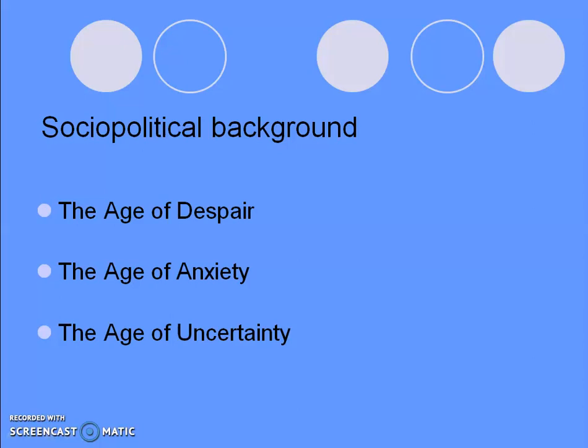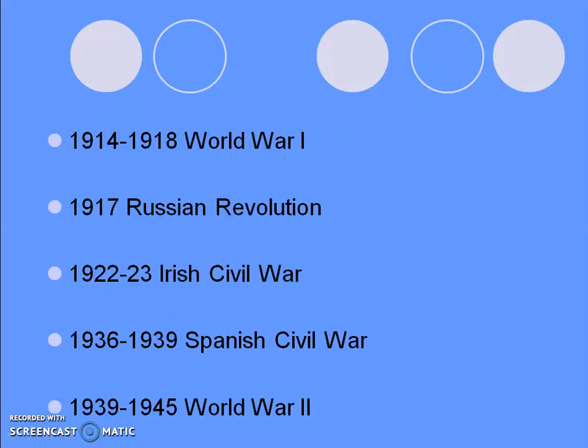As regards the social-political background, this time is characterized by despair, anxiety, and uncertainty. In the same way that when we studied Romanticism, we said that that was the age of revolutions, when we think of modernism, we think of the age of despair, anxiety, and uncertainty. And this is so because this is a period where many wars took place.